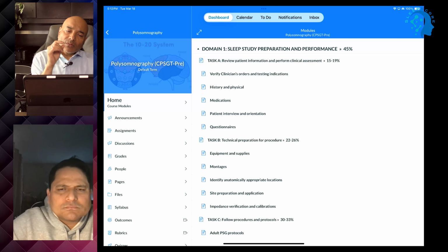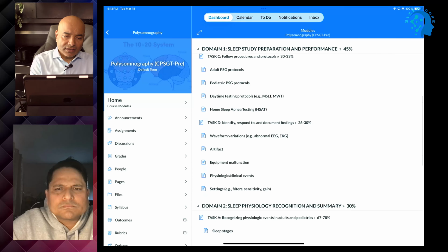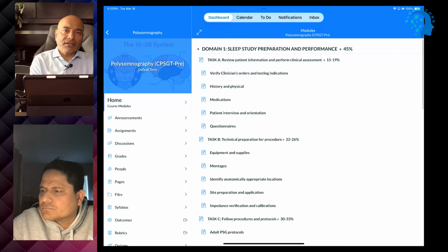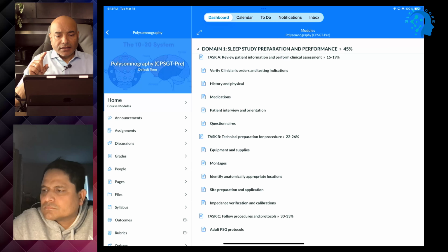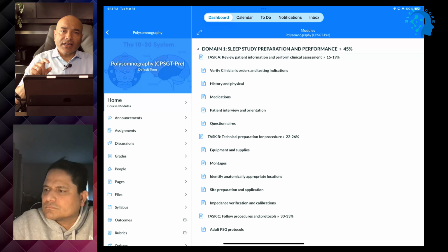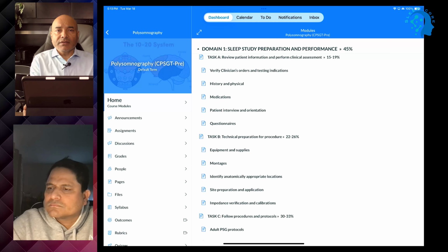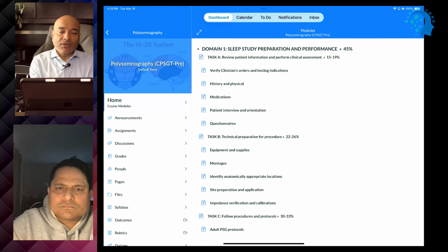And domain one, sleep study preparation and performance, has been classified into 4 different tasks: task A, task B, task C, and D, right? So we are going to study domain 1, task A. We start with verifying clinicians' order and testing indications. What it means is, when the patient comes in to your sleep lab, you need to be able to tell what kind of sleep study you need to perform.